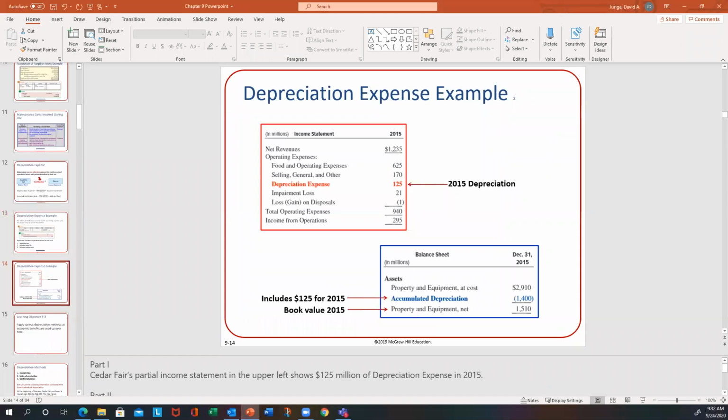All right, so to show you where this goes, here on the income statement, you have depreciation expense, which is going to show up as an operating expense. And then on the balance sheet, here is your book value. So book value is your cost, subtract out the accumulated depreciation, and that's called your book value. 1,510 is book value. So you need to know that relationship or that formula and how to calculate book value.